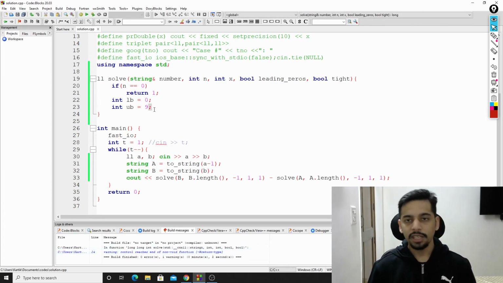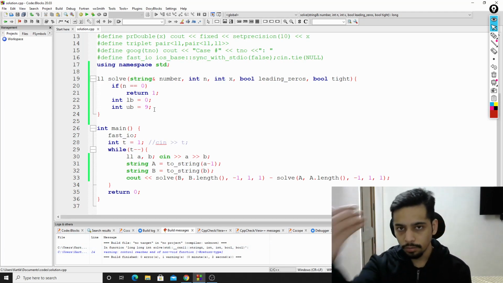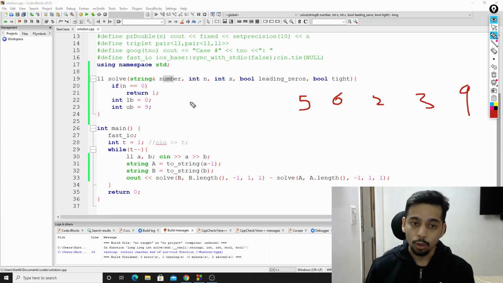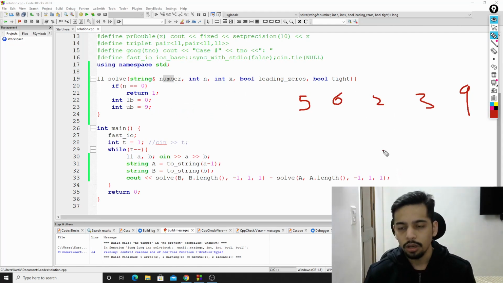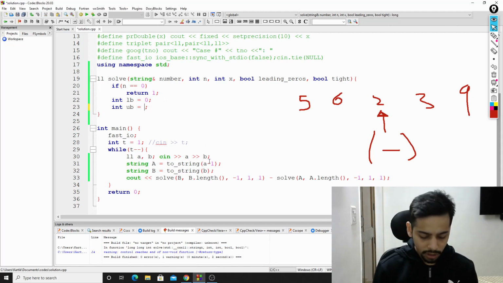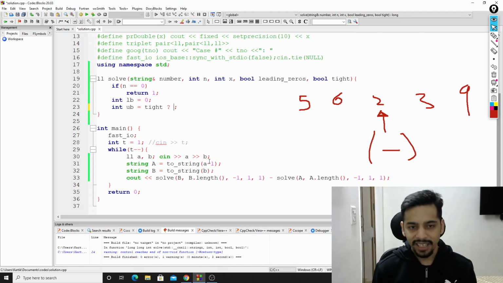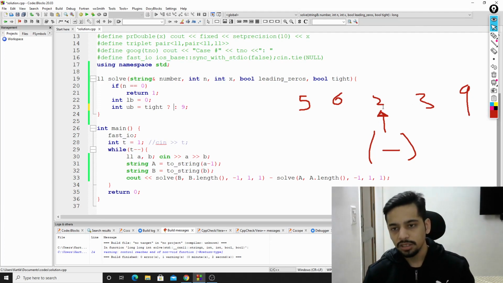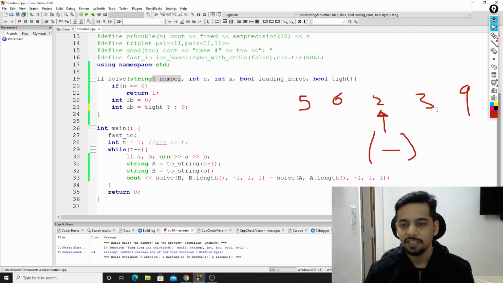Yeah, cool. So upper bound is either going to be 9, or is going to be controlled by what is the corresponding digit in this number. So for example, if this number is 5, 6, 2, 3 and 9, and if tight is 0, then obviously you can put in any digit at this place. But if tight is equal to 1, in that case you need to find out what is the digit you are filling, and what is the corresponding digit at this position, right? So your digit needs to be smaller than or equal to this guy. Okay, so ub equals, if tight is 1, otherwise if tight is 0, then simply 9. You can go ahead and put any digit as large as 9 at this position. Otherwise, you need to see what is the corresponding digit in this number at this particular position.